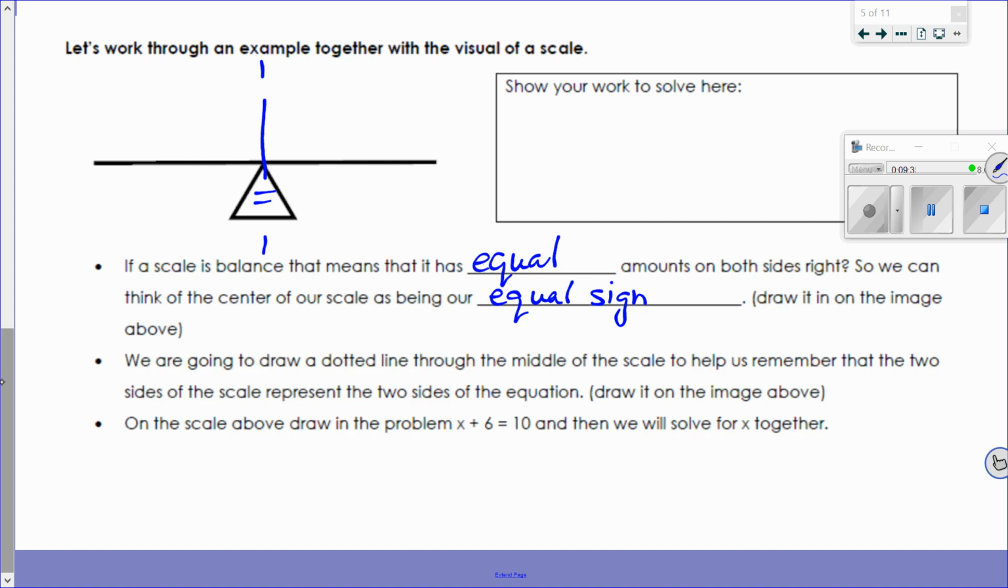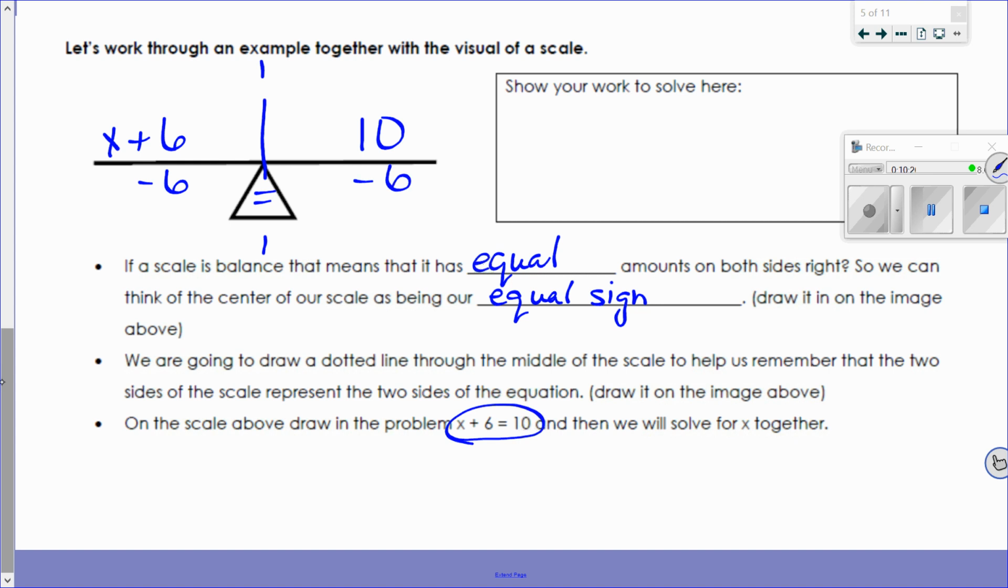On the scale, we're going to do this problem: x plus 6 equals 10. So x plus 6 and 10. If I wanted to find out what x was, and I have these two pieces over here, this x and this 6, what would I do on this side to get the x by itself? I would just take the 6 off, right? So on this side, I'm going to take the 6 off. But if I only take the 6 off of one side of my scale, what's going to happen? It's going to go like this, right? So what do I need to do on this side to keep it balanced? Does that make sense?